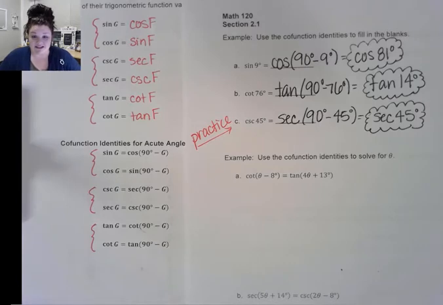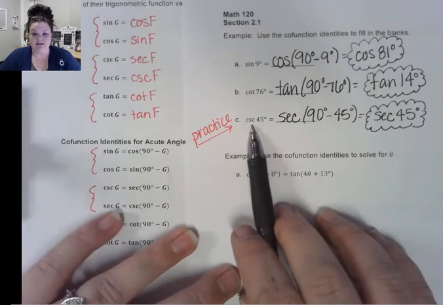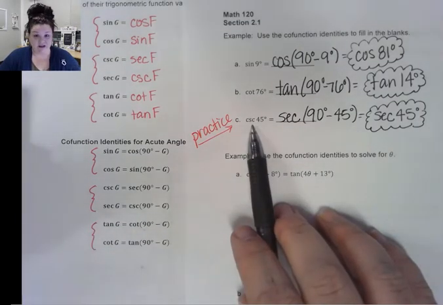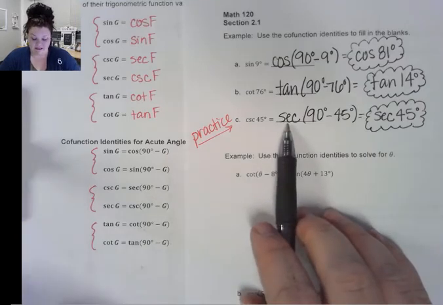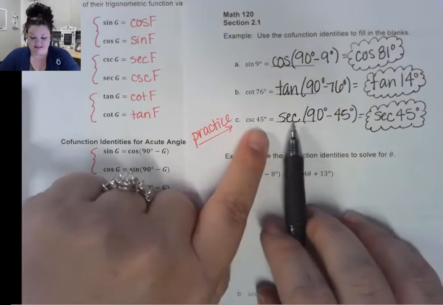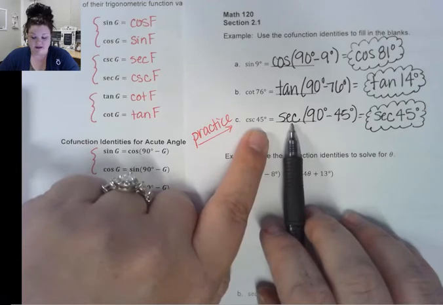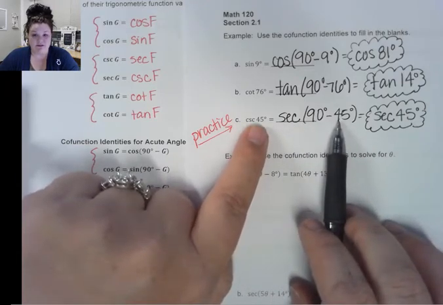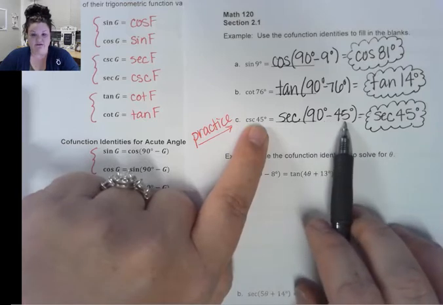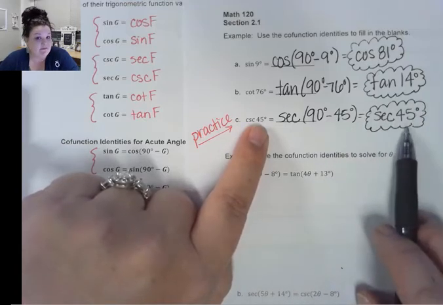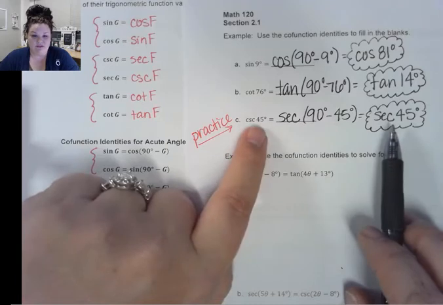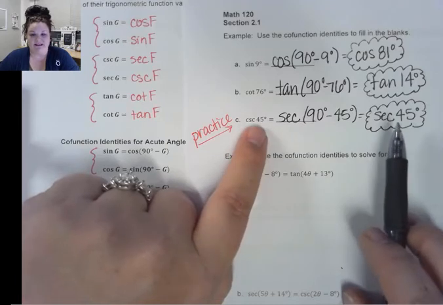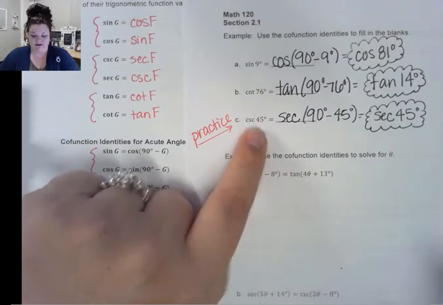Okay, so on part C, cosecant has a complementary angle with secant, right? So I can figure out what the secant angle measure is by doing 90 degrees minus the angle measure I had for my cosecant. So 90 minus 45, which actually leaves me with 45. So that means that cosecant of 45 is the same thing as secant of 45, okay?